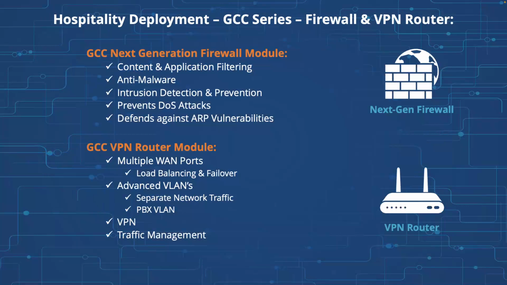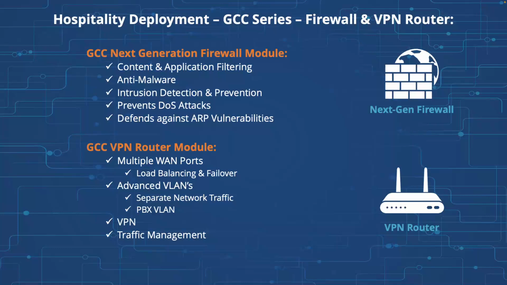And the last piece here is really the features of the next-gen firewall and the VPN router. They're going to tie the whole deployment together. So some of the features of the firewall to ensure the network and guest information is safe and secure would be our content and application filtering, our anti-malware, our intrusion detection and prevention, preventing against DOS attacks, defending against ARP vulnerabilities.